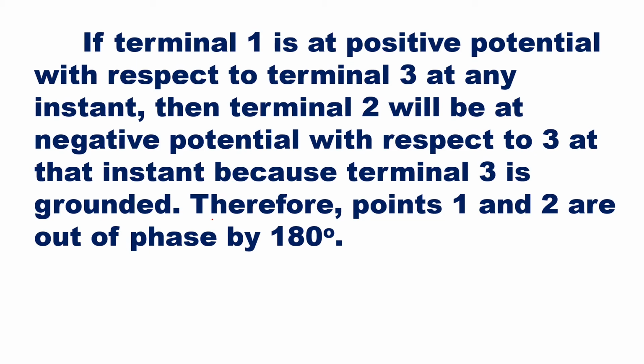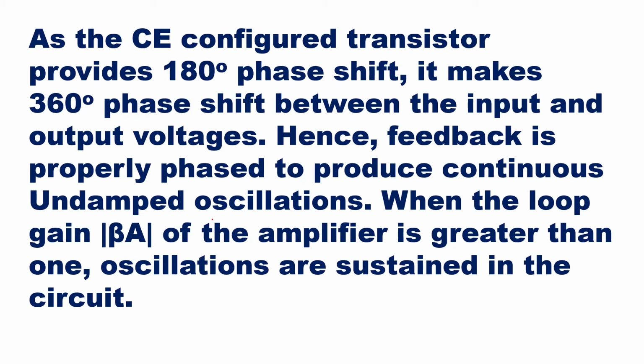So here a phase shift of 180 degrees is produced by the feedback circuit, and if you add that 180 degrees to the phase shift of the transistor of another 180 degrees, the total phase shift of the loop will be 360 degrees. This is the basic criterion for providing positive feedback to the amplifier, the Barkhausen criterion we studied for an oscillator circuit. As the common emitter configuration transistor provides 180 degree phase shift, it makes 360 degree phase shift between the input and output voltages. Hence, feedback is properly phased to produce continuous undamped oscillations. When the loop gain, that is beta times A of the amplifier, is greater than 1, the oscillations are sustained in the circuit. Here beta is the gain of the feedback circuit and A is the gain of the amplifier.